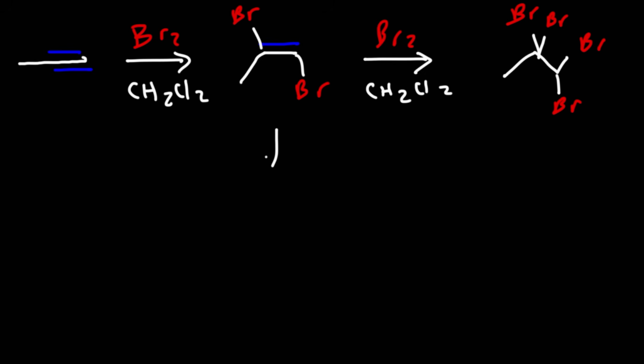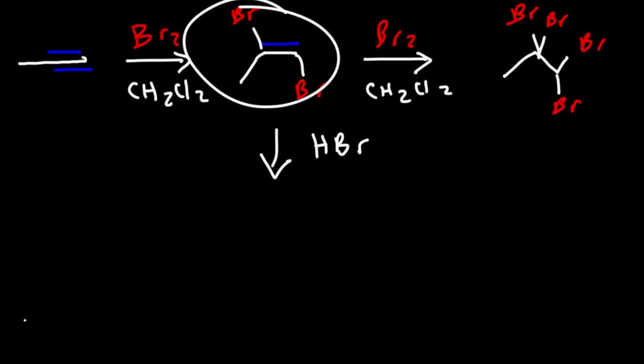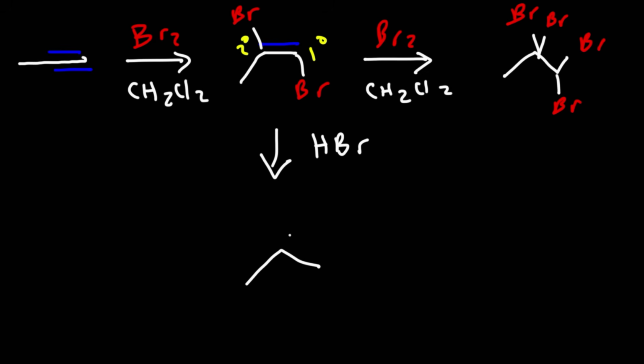Now what's going to happen if we take this particular product and react with HBr? The bromine atom is going to preferentially add to the secondary carbon as opposed to the primary carbon. So we're going to have 2 bromine atoms on a secondary carbon and only 1 on a primary carbon. So that's going to be the end result if we add HBr to this particular substance.